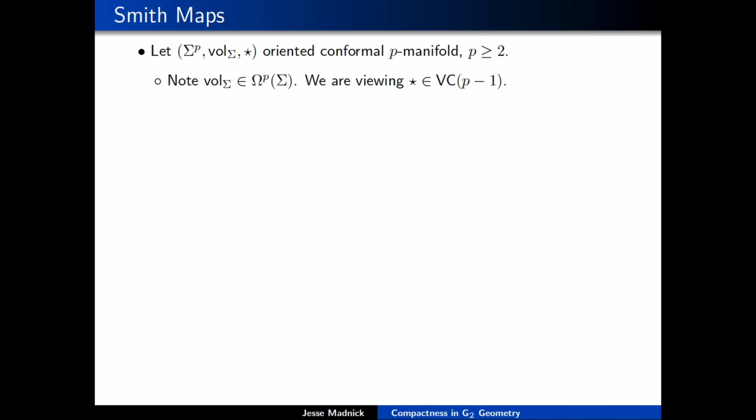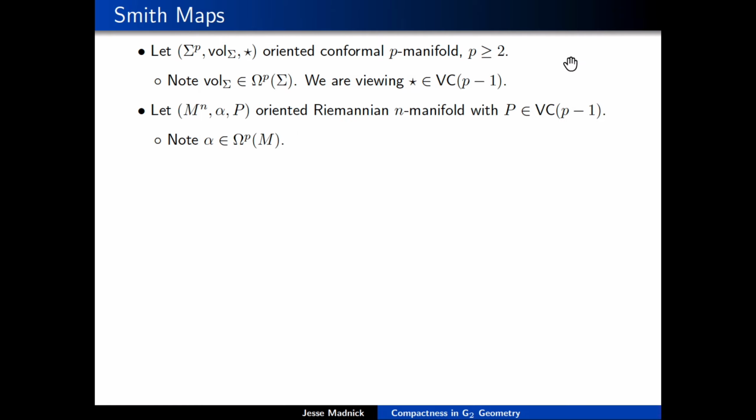So as a domain, we'll take sigma p. Okay, so that's just any oriented conformal p-dimensional manifold where p is at least 2. All we have is an orientation and a conformal structure, but I'm going to remind ourselves of the orientation by the volume form. That's a p form, of course. And the conformal structure by the Hodge star, which, as we now know, is a p-1-fold vector cross product.